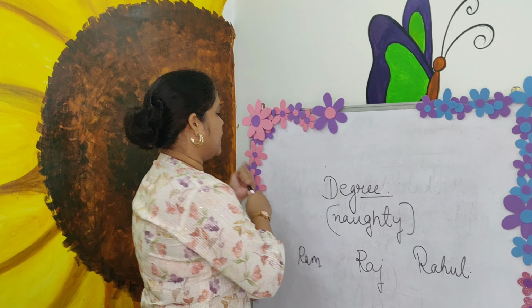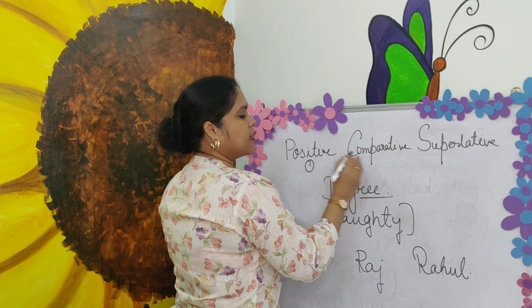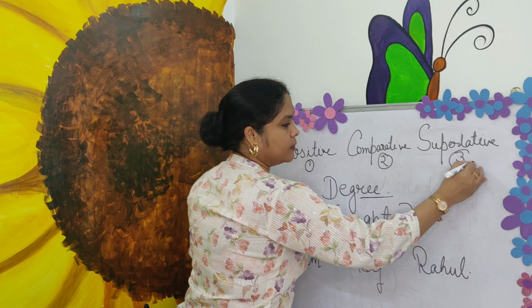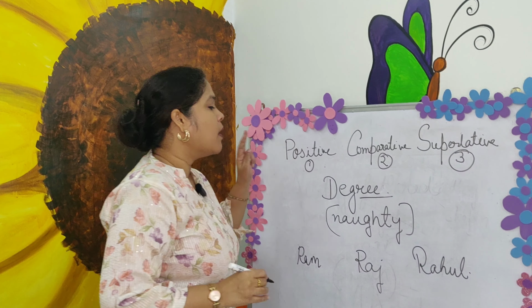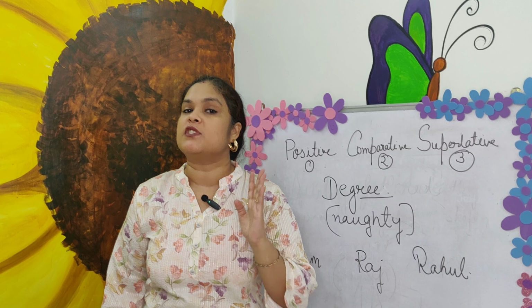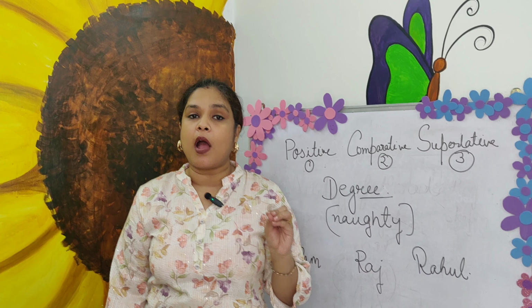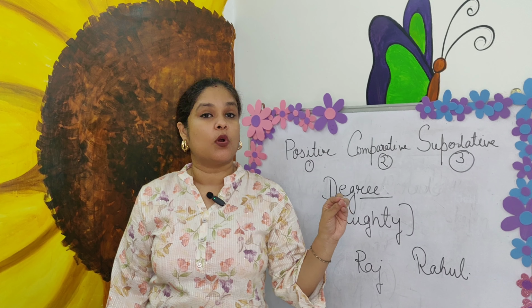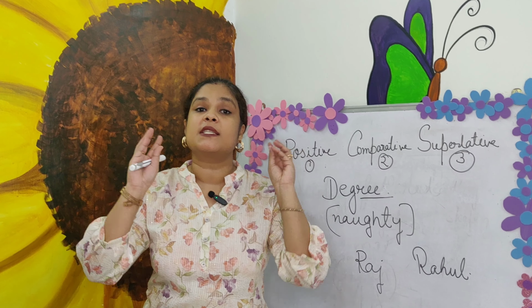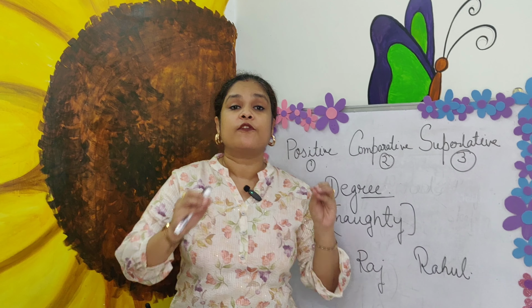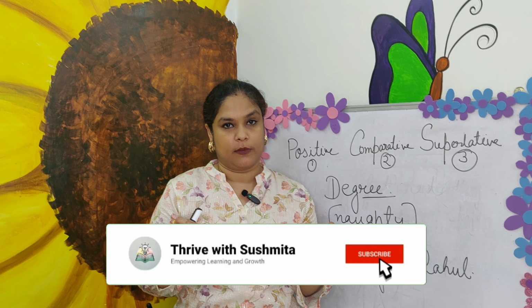Positive, comparative, and superlative. Okay, this is the first degree, second and the third. Cool. Now positive. The positive form of adjective just tells you about the existence of a trait or a quality. For example, Ram is a naughty boy. What is the adjective? Naughty. It is just telling you about the trait of being naughty present in Ram. Okay, fine.